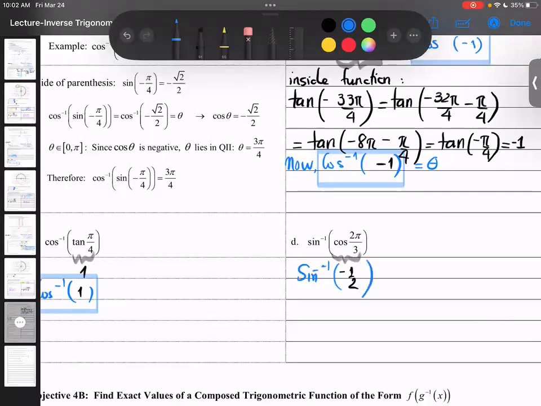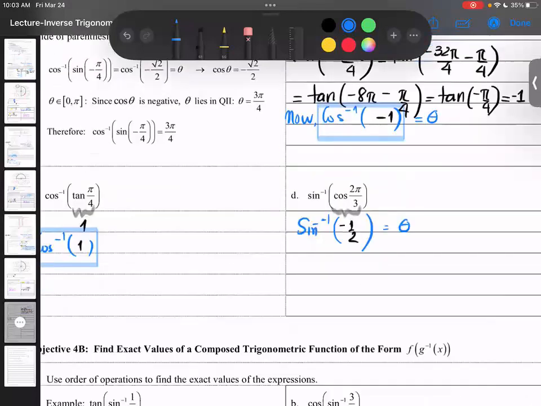Sine inverse of negative 1/2. I would recommend looking at the unit circle first, because I don't know about your calculator, but mine doesn't give me, say, something like root 3 over 2, it will give me decimals. What's the inverse of negative 1/2? If you're confused, you can let it equal theta, and then take sine of both sides. You don't have to, but there's more than one way to do this.